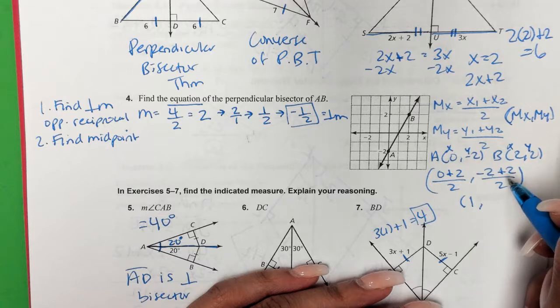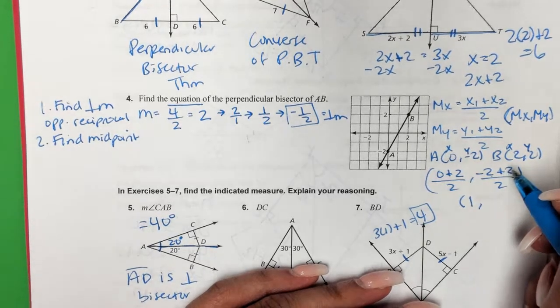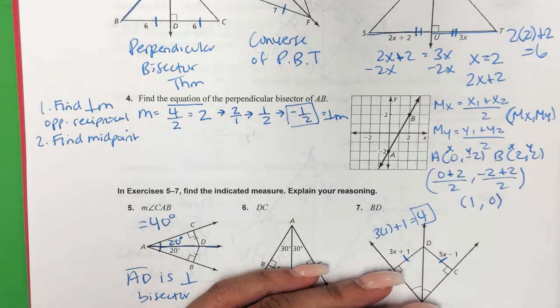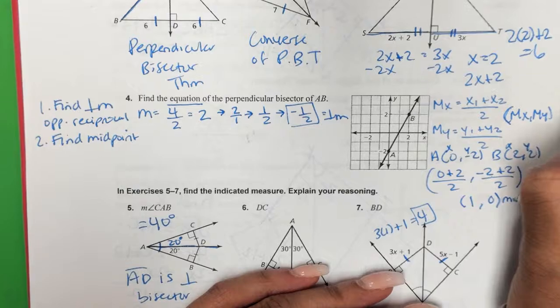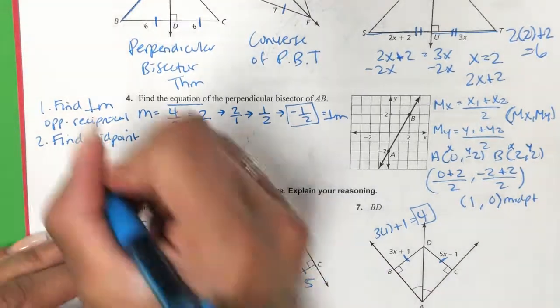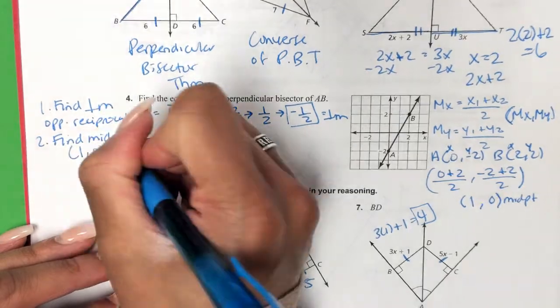Negative 2 plus 2 is 0. And any 0 that's over any number will always be 0. So I have 1, 0 as my midpoint.